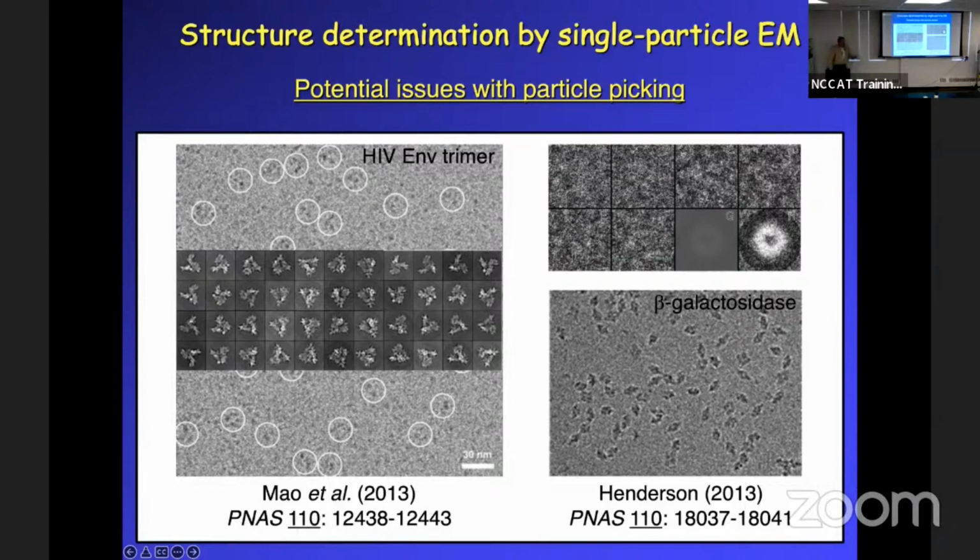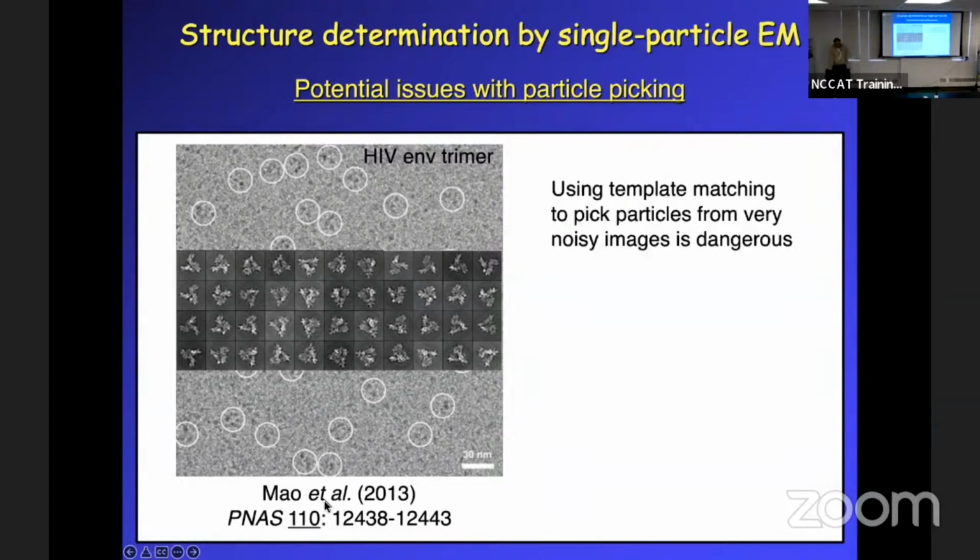They took a structure of the nth protein, did not resolution filter the reference, picked all these particles based on this reference, and then calculated averages from these particles, which ended up being exactly the reference at very high resolution. So all this was basically pure noise being aligned to the reference. So that's a real problem.